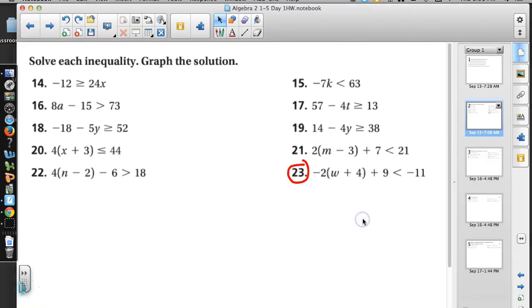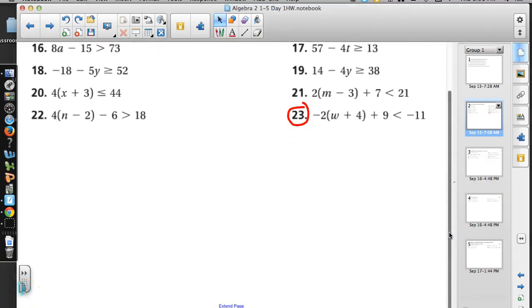These are the frequently asked questions for Algebra 2 for Section 1-5, Day 1.